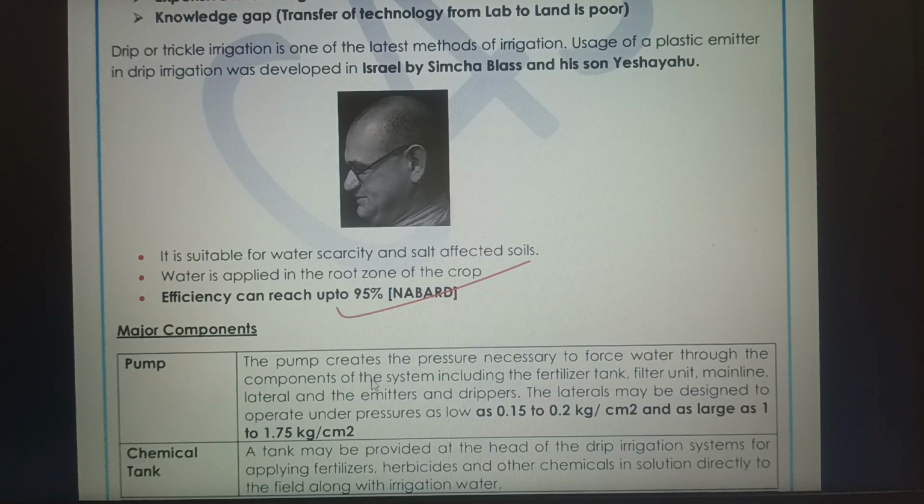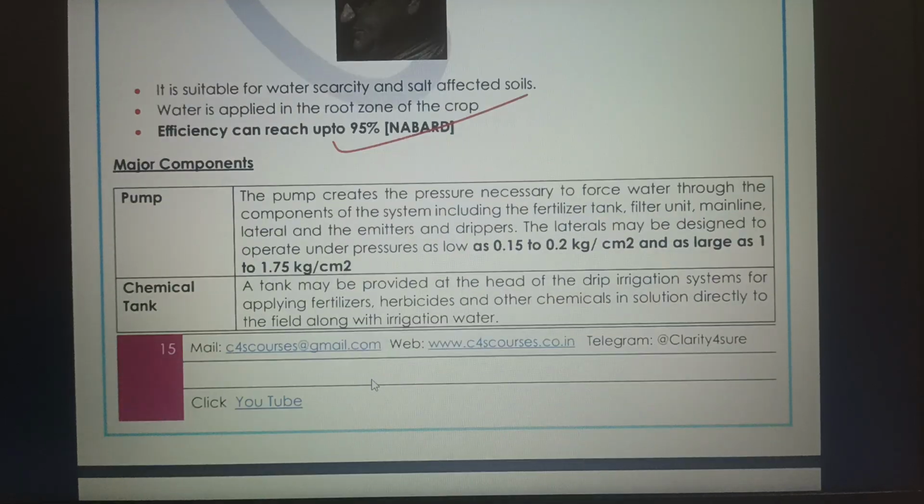This is a question of NABARD. What is the efficiency of drip irrigation? So it is 95%. What are the components of the drip irrigation? So we will see these are the components of the drip irrigation. Whatever things I have highlighted, just try to see that what has been highlighted. Less chances they will ask you these figures, but have a look once so that if the question asked, you can mark with the option.